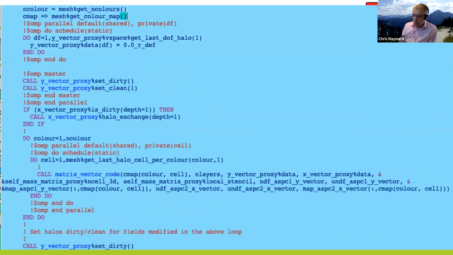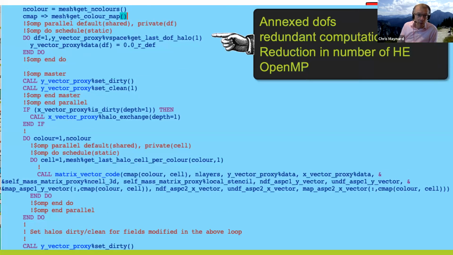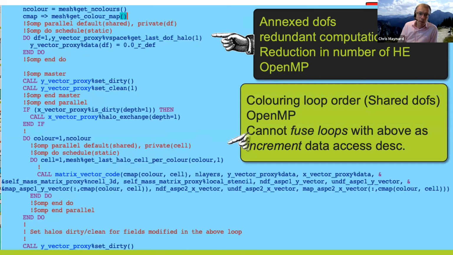If we switch on the redundant computation, then we see there's more code in the PSyLayer now. And what we see is that here we've changed the looping so that we go out to the annex DOF. So the redundant computation into the halo, threaded across OpenMP, means that we now no longer have a halo exchange for the field Y, because we've done a redundant computation, so we don't need to do that, and we've got rid of one of the halo exchanges. Okay, so we will have this colouring loop order across the shared DOFs for OpenMP, so we can't fuse those two loops together because one of them has increment access. So the metadata in the kernel tells Cyclone what it can and can't do in order to get the right answer.